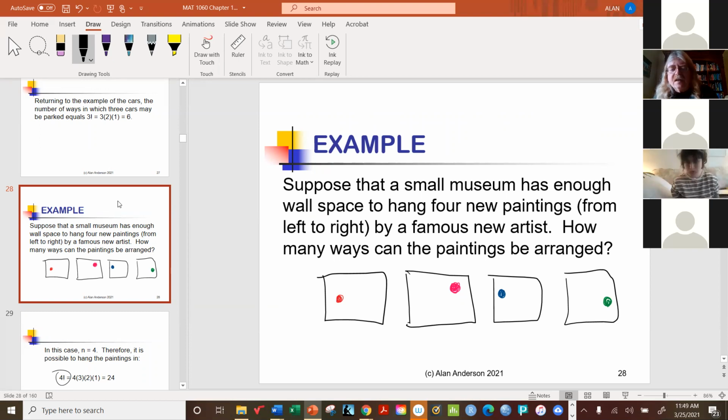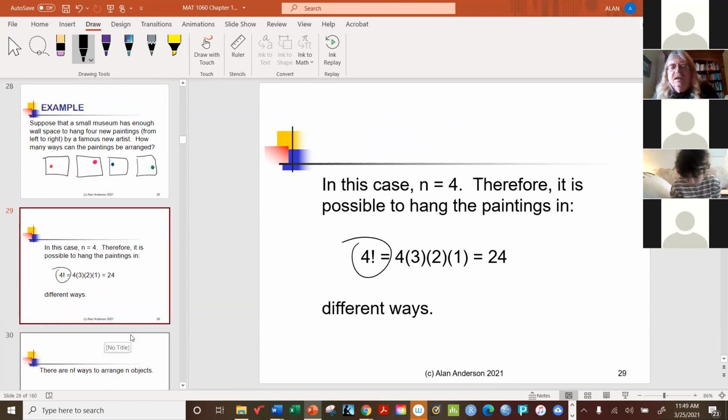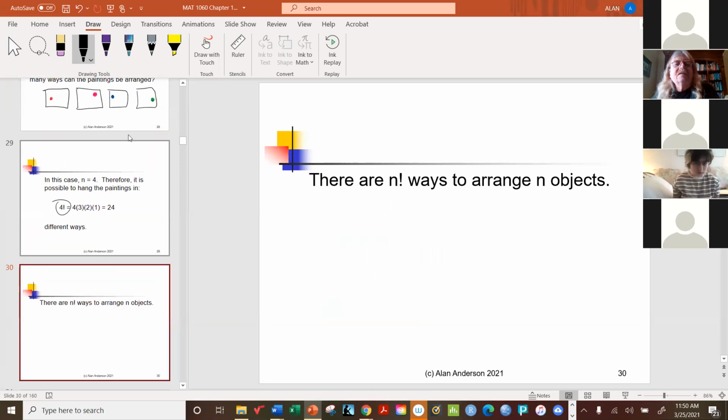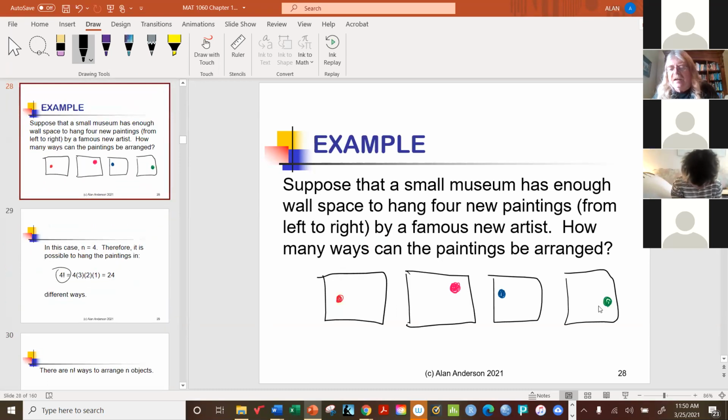Okay, well, you already know the answer to that is 4 factorial. Right? 4 factorial. And therefore, the correct answer is 24. There are 24 different ways to arrange your fabulous new paintings. Of course, in this case, it's possible that they were meant to go in the order you're seeing here, in which case you want to hang them this way. But in principle, there are 24 ways to hang these paintings.